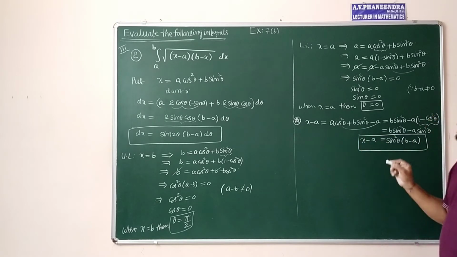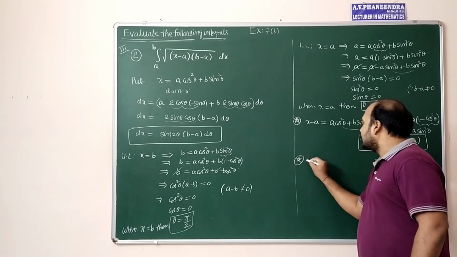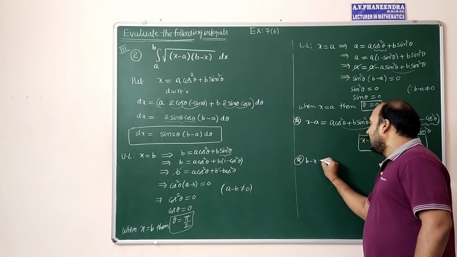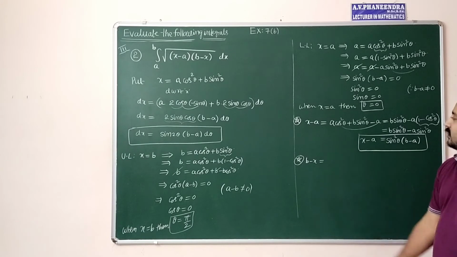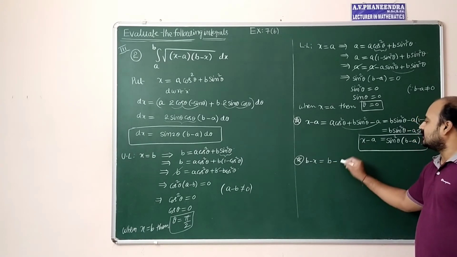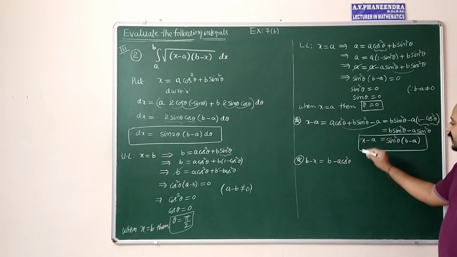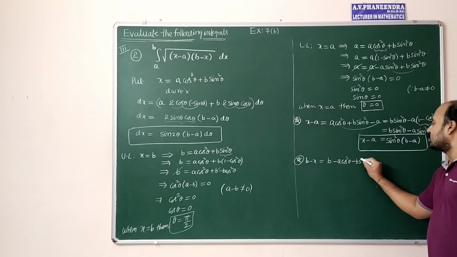You have to remember these values, dear students. And come to the second one, b minus x. It's not x minus b. A very important note. B minus x. So b minus x value is b minus a cos square theta, so minus b sin square theta.